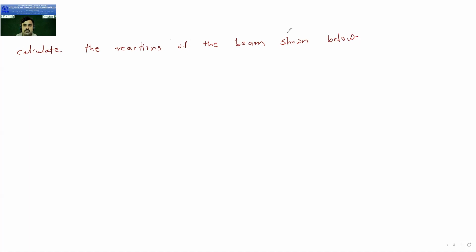Now we need to calculate the reactions of the beam which is given below. So the beam is, I will draw it. So this is the beam. Then it is having support reactions at these points. This is the point where you have the first support and this is the point where you have the second support. So I will name these points as point A and point B. So reaction at this point is RA and reaction at this point is RB.